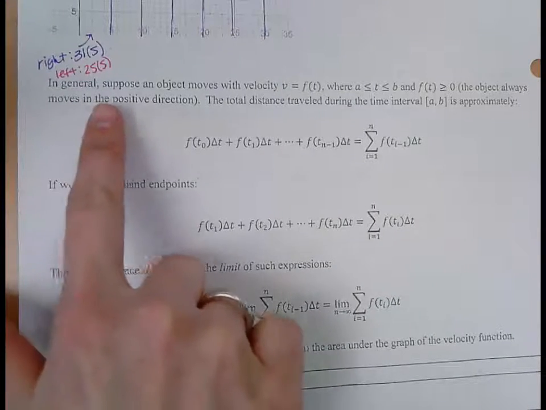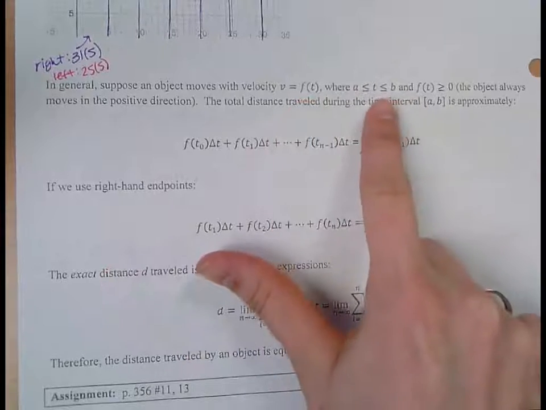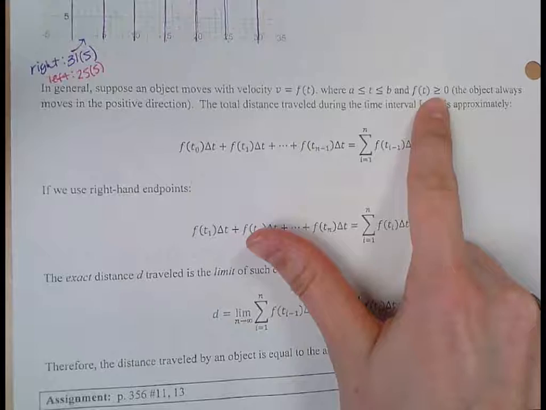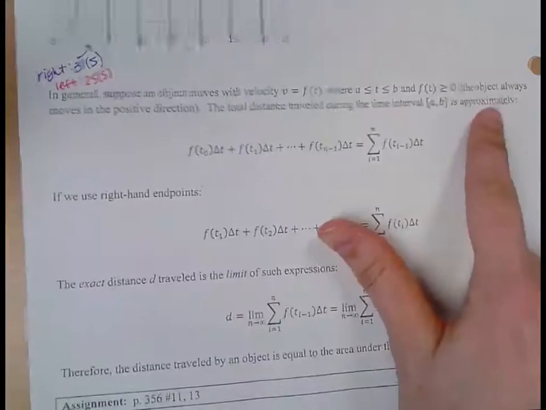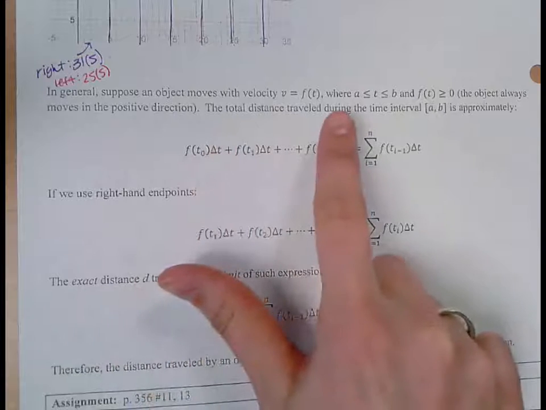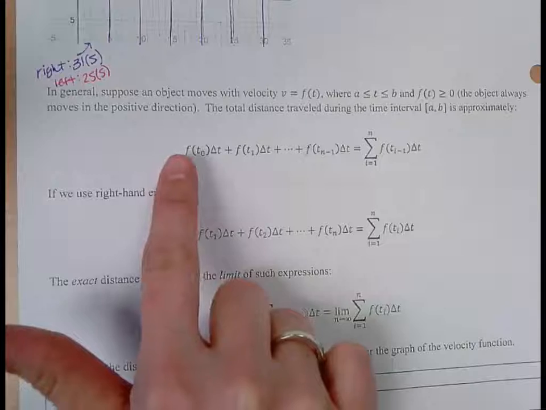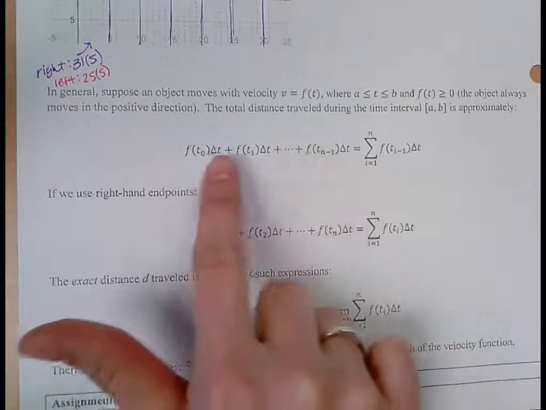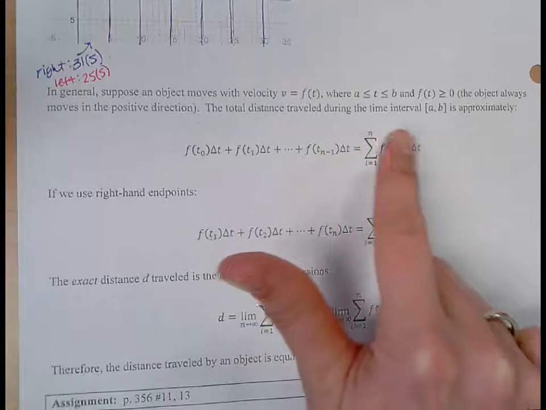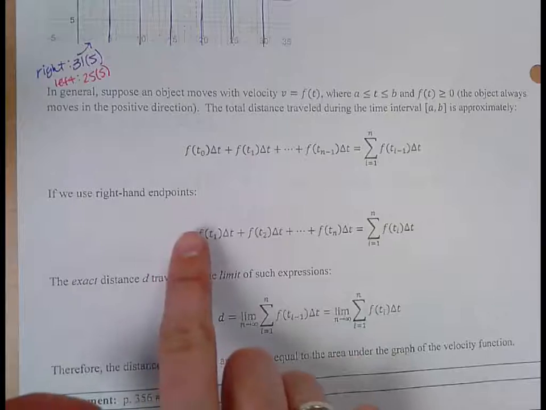It says, in general, suppose an object moves with velocity v equals f of t, where t is from a to b, and f of t is greater than or equal to 0. So that's saying the object always moves in the positive direction. Total distance traveled during the time interval a to b is approximately... So this is written out. This would be with left endpoints that we found first. This is just the sigma notation. Right endpoints.